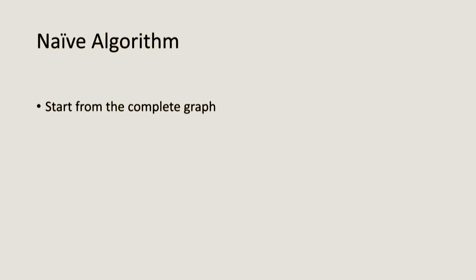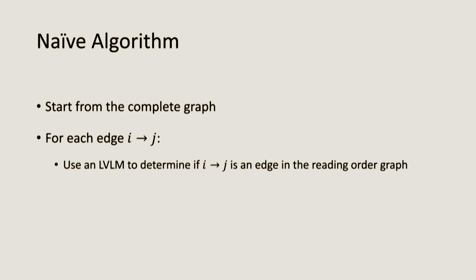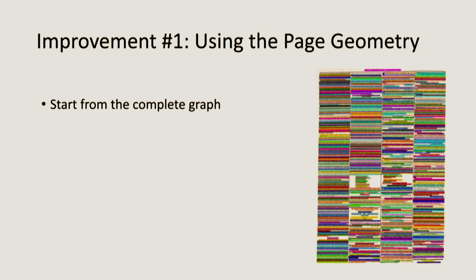A naive way of doing that with a large vision and language model is, I can look at every possible pair of lines, and I can ask the LLM, hey, do these two lines seem to be next to each other in the reading order of the page? It's a binary classification task, and the answer is yes or no. The problem is it will take n squared LLM calls. But in principle, this will give you the correct answer given your LLM is accurate enough. So how can we make this actually tractable?